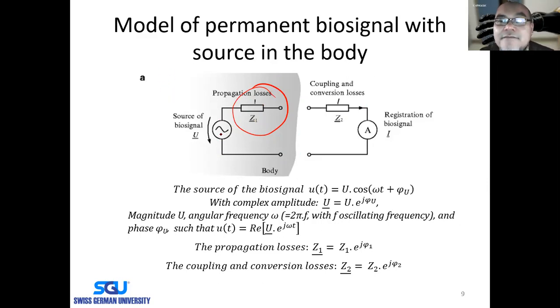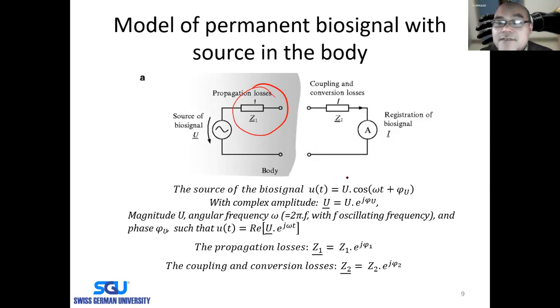So here we put the sensor attached to the skin. In this case, there is also another coupling: the signal coming out from the skin is coupled to the transducer, the microphone in the chest piece case, the stethoscope case. But the signal has to travel from the diaphragm to the bell to the tubing until it is converted by the microphone and registered as an electronic signal.